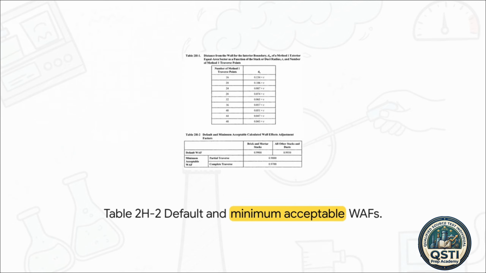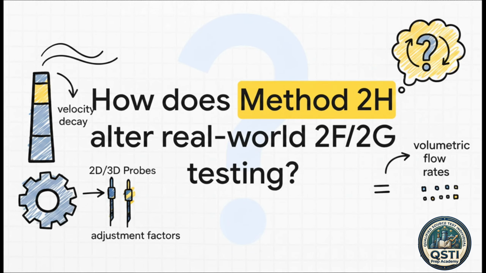But hold on just a second, because there are rules. Let me point right up here to Table 2H-2. Even if you calculate your own WAF beautifully, the EPA sets some very strict minimums. If you did a partial traverse, your calculated WAF cannot be reported as lower than 0.9800. And if you did a complete traverse, it can't be lower than 0.9700. Bottom line, if your math gives you something lower than those thresholds, you have to discard it and default to these exact minimums.